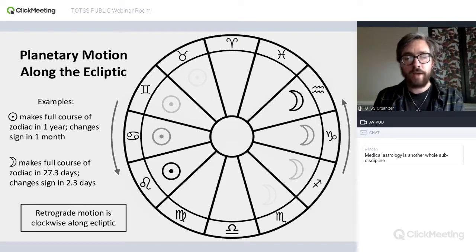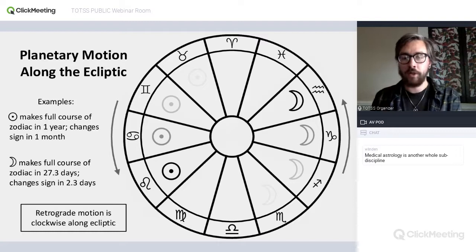Now the moon moves much faster. It only takes her about 2.3 days to move through each sign. So the moon in Scorpio moves to Sagittarius in about 2.3 days, and then to Capricorn in another 2.3 days, and then to Aquarius. So this journey of moving through 3 signs took the sun 3 months. It only takes the moon about a week.